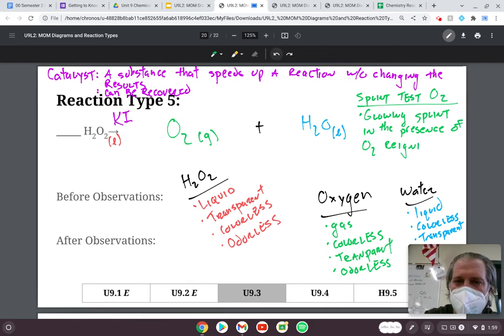I think I spelled that very wrong. A glowing splint in the presence of oxygen reignites. Okay, that's the splint test that proves that oxygen is being produced. Now, we're going to have to draw this thing. So here we go.